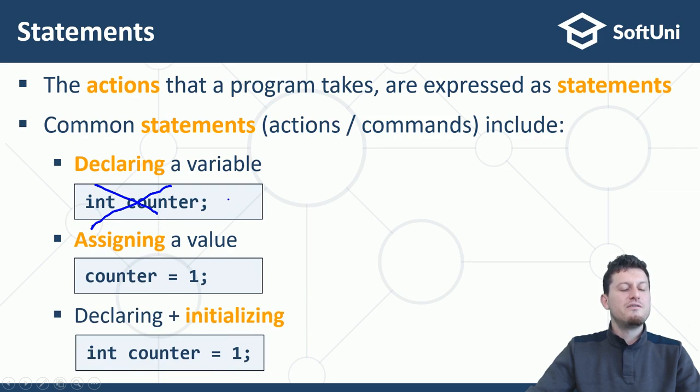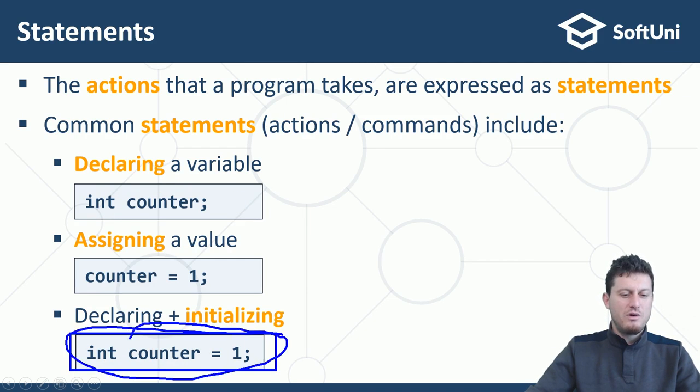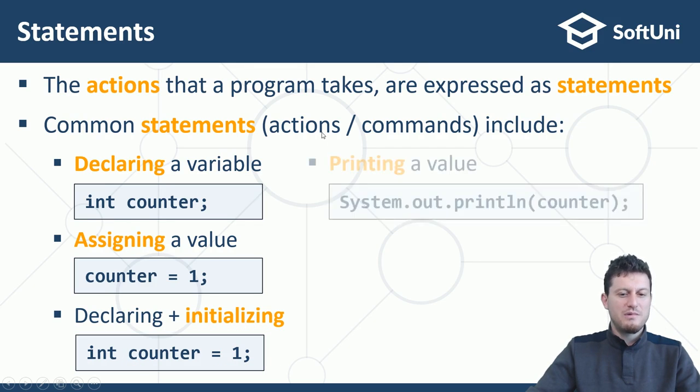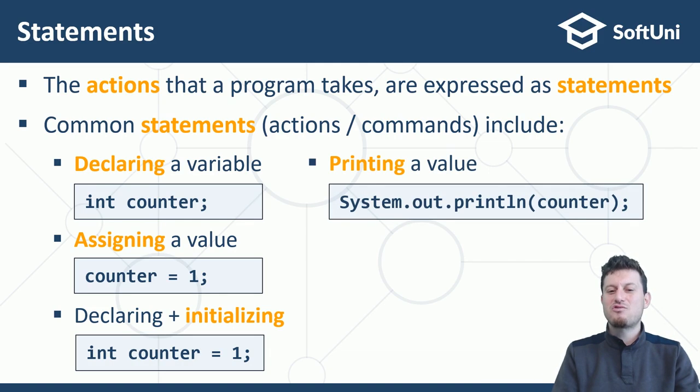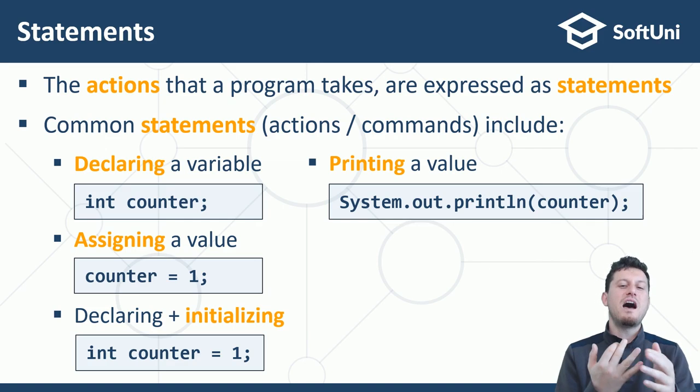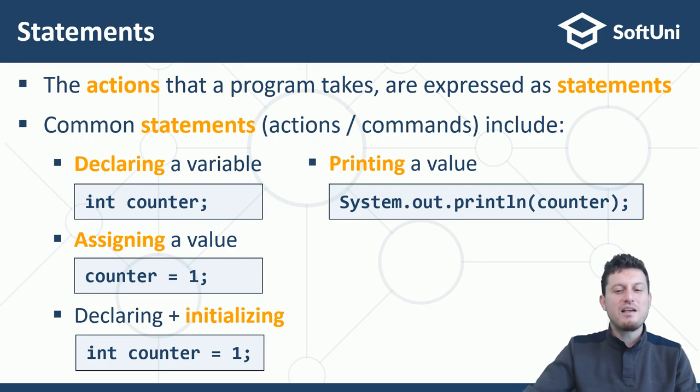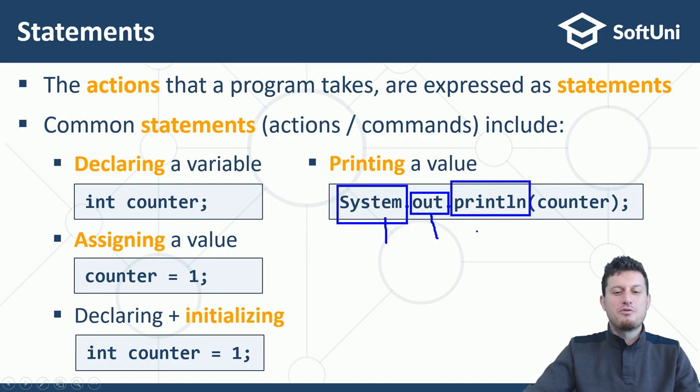Declaring and assigning separately is very rarely used, almost not used. This one here is what we usually use in programming. Another kind of statement is a method invocation, or action invocation. Please find the class System, find its out, and invoke the println method and pass this counter as a parameter. It's a statement which consists of several actions. Please find the system. In the system, find the output, the standard console output, and then tell the output to print something and give this something as a parameter.